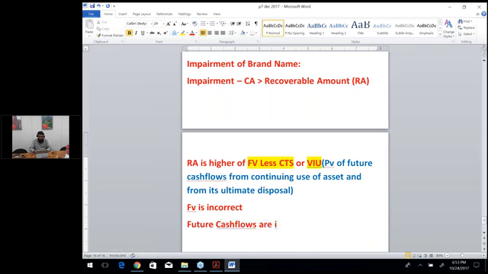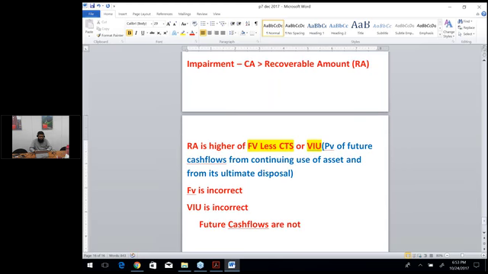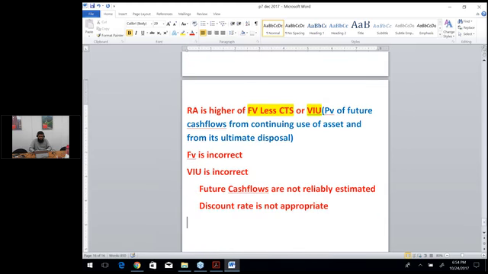In fact, the broader risk is that value in use is incorrect, and the value in use is incorrect because the future cash flows are not reliably estimated. Number one. At the same time, the discount rate is not appropriate. There is a further risk, and that further risk is that the impairment loss is recognized in the profit and loss account.